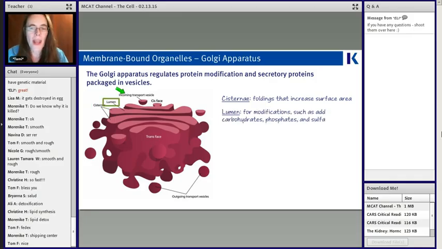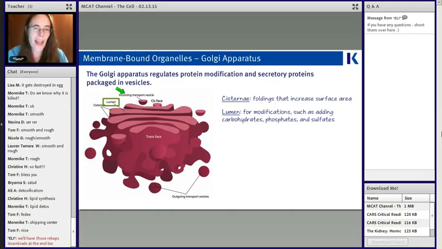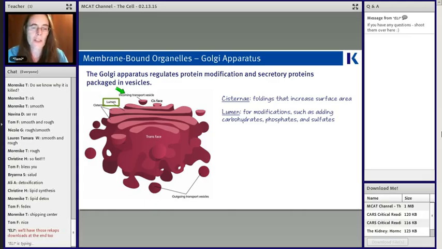Then next we have our lumen. Well, lumen, we all know what that means. That's the space inside. It's the same as saying the lumen of our gut or the lumen of our nephron. That's that opening, where things are going through. This is where our modifications are actually going to occur. These modifications can be methylating, demethylating, adding carbohydrates, adding phosphates, adding sulfates, doing whatever we need to do to make sure that if it's a protein, that protein activates the way that it needs to activate.